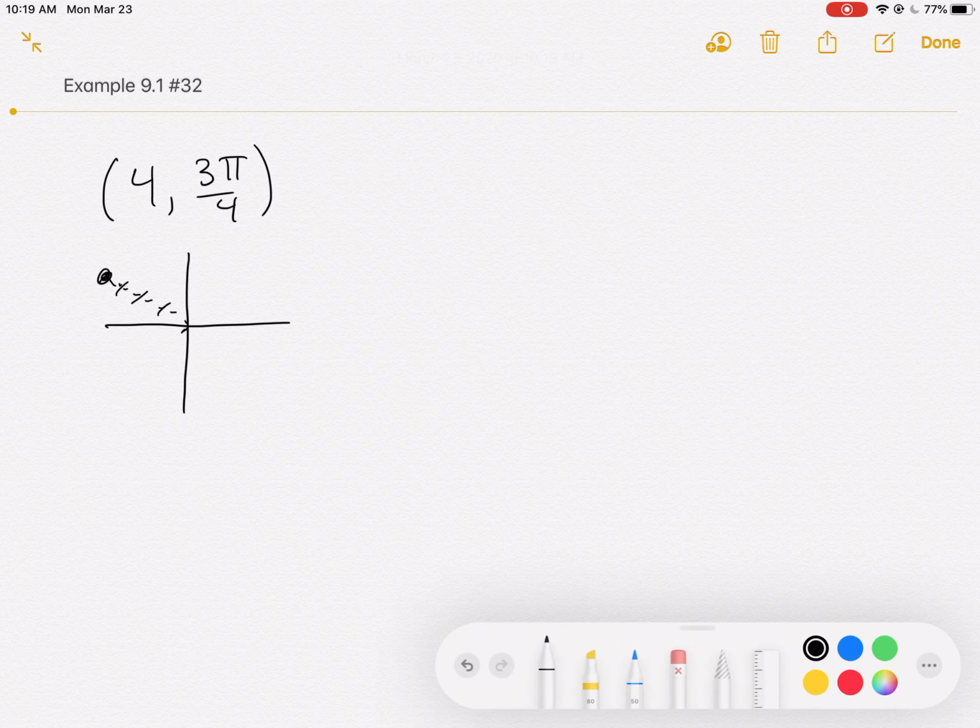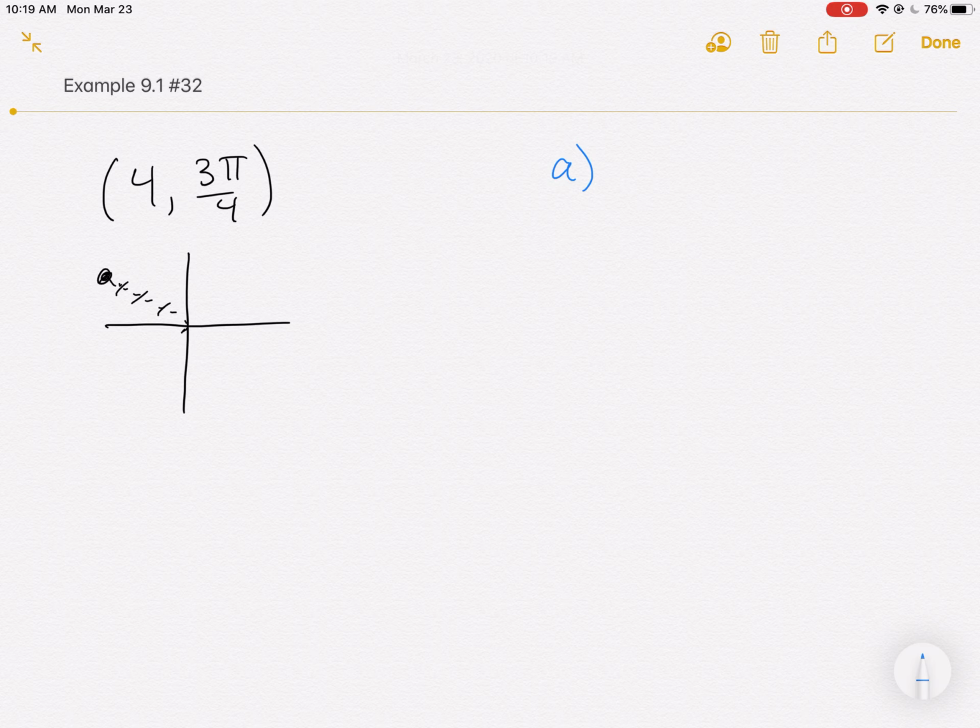So let me go do A in a different color. So in part A, they want the r to remain the same, to be greater than 0, which it already is. But they would like our angle to be negative. And so how are we going to do that? Well, we're going to remember if our r is positive, then we're going out in that direction. So I still want to go out in this direction, 1, 2, 3, 4.